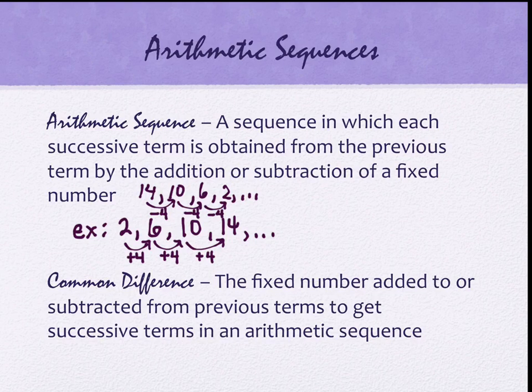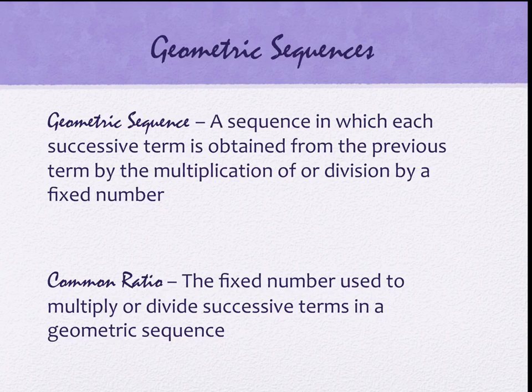Okay, so this is one type. The other type that we're going to look at is called a geometric sequence. And a geometric sequence is a sequence in which each successive term is obtained from the previous term by multiplying. And it says multiplication or division by a specific number. It's really multiplication, so I'll show you what happens when it sort of looks like division as well.